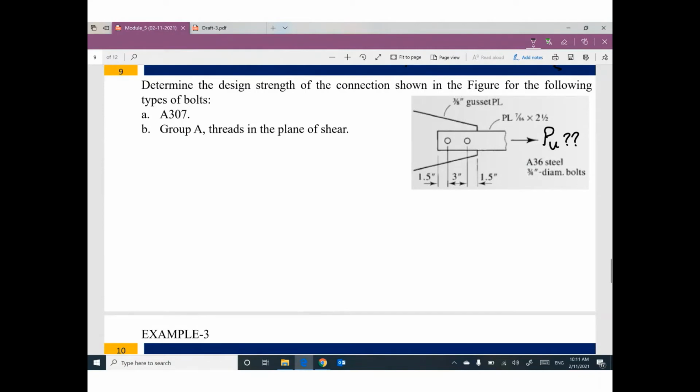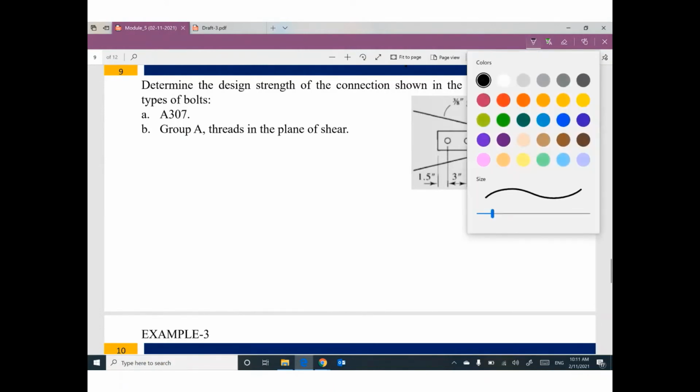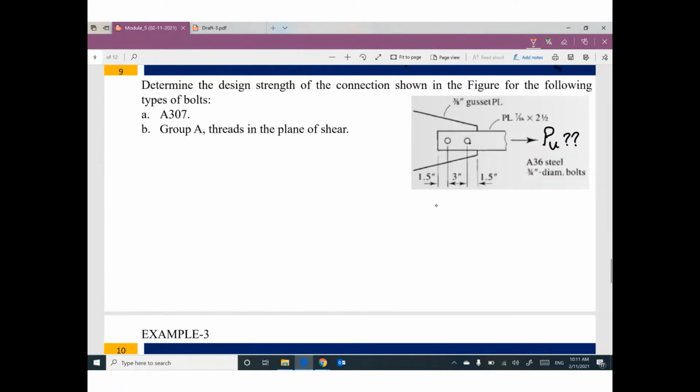I didn't ask about the member. I'm not asking how much this member can support. I'm asking about this connection with 2 bolts of 3/4 inch diameter: how much can this connection support? The problem gives you 2 scenarios.